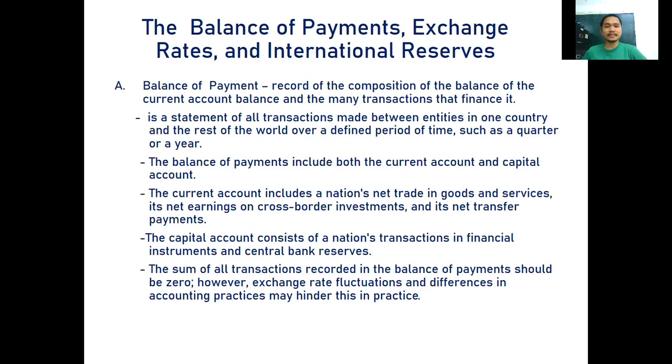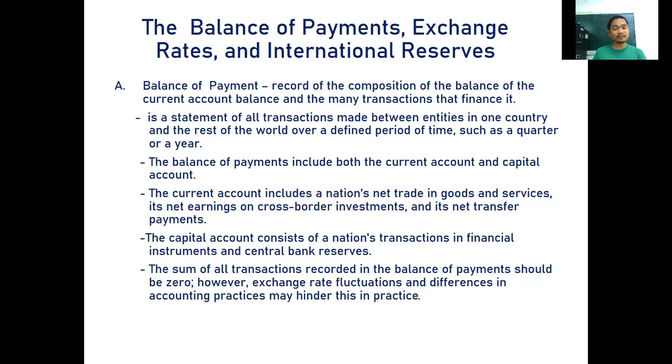Now, we will discuss the balance of payments, the exchange rates, and the international reserves. So the balance of payment, or mo na ang acronym nga BOP, balance of payment. It is the record of the composition of the current account balance and the many transactions that finance it. So it is a statement of all transactions made between entities in one country and the rest of the world. And it includes the current account and the capital account.